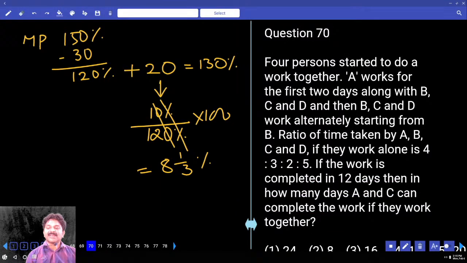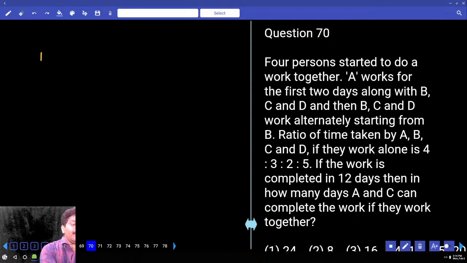Four persons started to do the work together. A works for the first 2 days along with B, C, D, and then B, C, D work alternately starting from B. The ratio of the time taken by A, B, C, D if they work alone is 4, 3, 2, 5. If the work is completed in 12 days, then how many days can A and C complete the work if they work together?